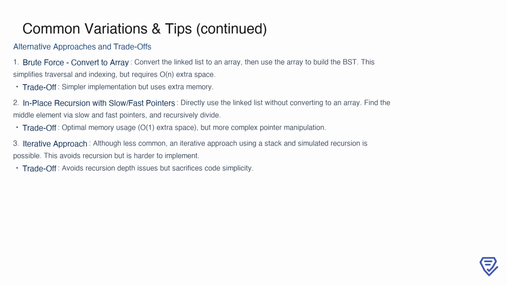A more optimal approach is in-place recursion using slow and fast pointers. This method avoids converting the list to an array and directly processes the linked list. By finding the middle element with pointers and recursively dividing the list, you achieve O(1) extra space usage. However, this approach requires more careful pointer manipulation and can be tricky to implement correctly.